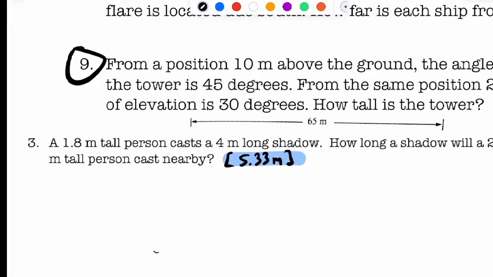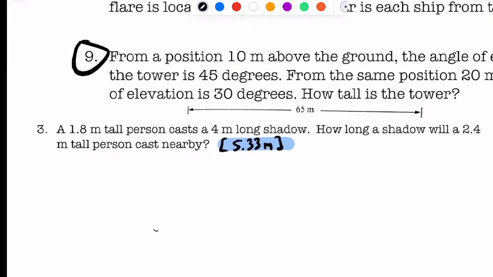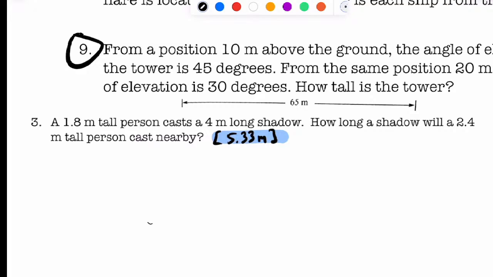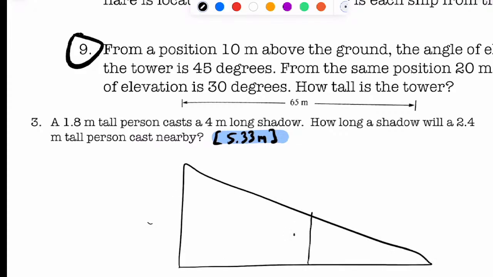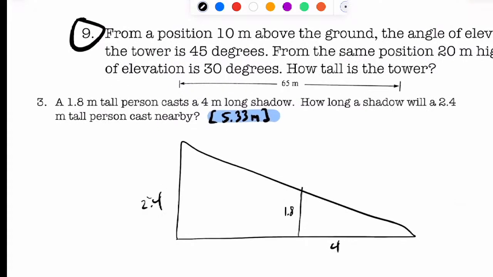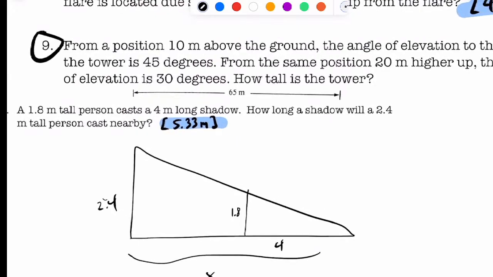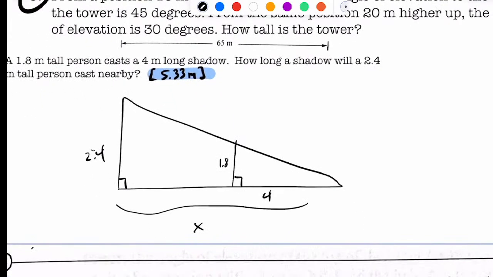So this question here is a similar triangle problem, because you've got a situation like this where a 1.8 meter tall person is casting a 4 meter long shadow, and then a 2.4 meter tall person, they want to know how long of a shadow this person is casting. So this is a similar triangle, right? The small triangle and the big triangle here are similar to one another. They share a corresponding angle, and these angles are the same, so the leftover angles are the same.